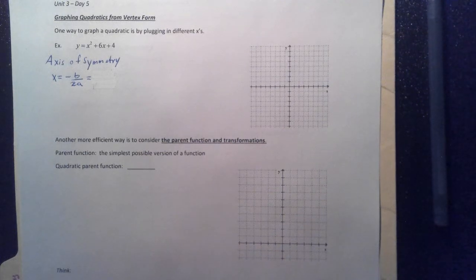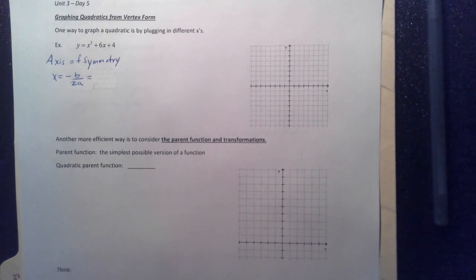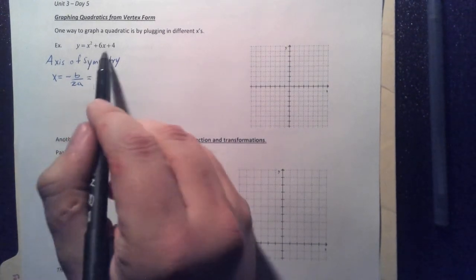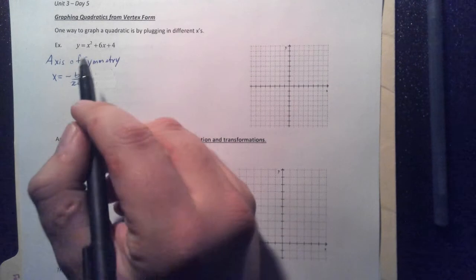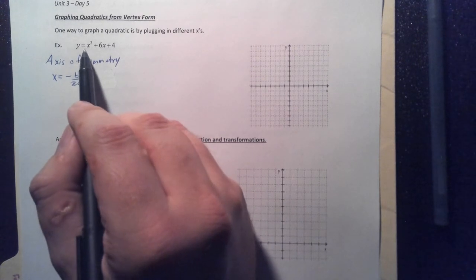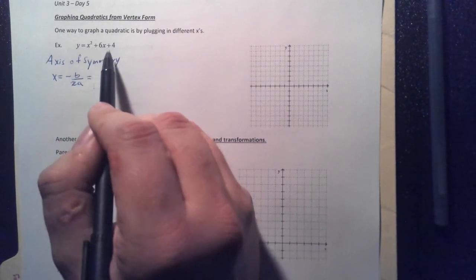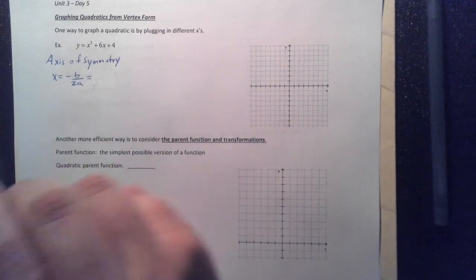Okay, so I'm going to take a look at how to graph quadratics from vertex form. In class, one of the things we talked about is how to graph a quadratic from standard form. So this is just a quadratic function given in standard form, something like ax squared plus bx plus c. And you see I've got numbers in there.